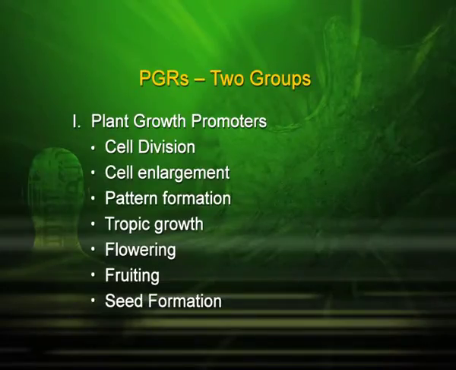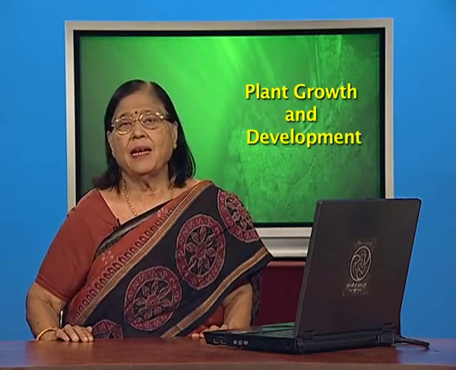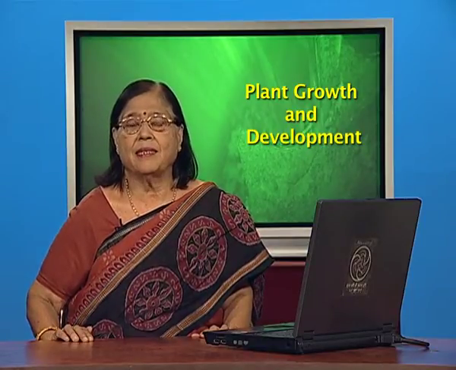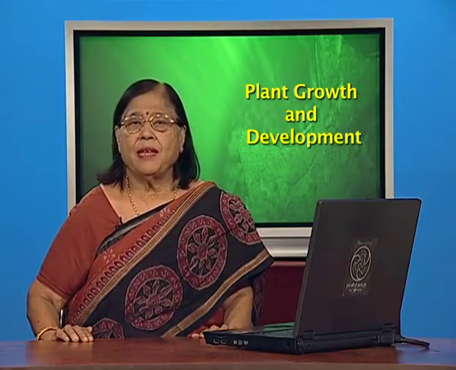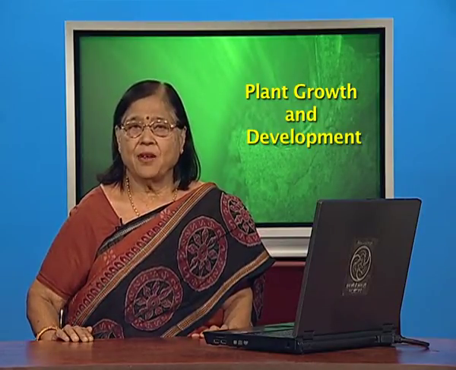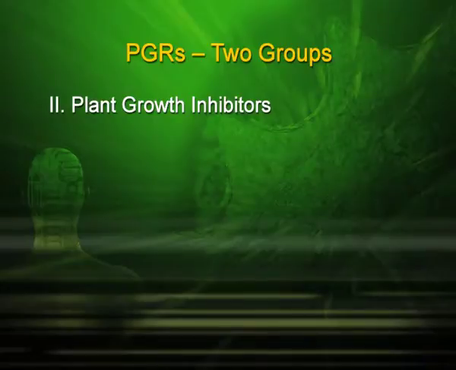And then seed formation. Once the fruit is formed, seed should form, because then only another plant can come out from these seeds. So, this also involves growth. So, all these are promotory effects of plant regulators or PGRs. This is one group. PGRs in two groups. One group we have discussed, that is promoters, and the other group is inhibitors. So, these are called plant growth inhibitors. That means they are going to inhibit some growth.